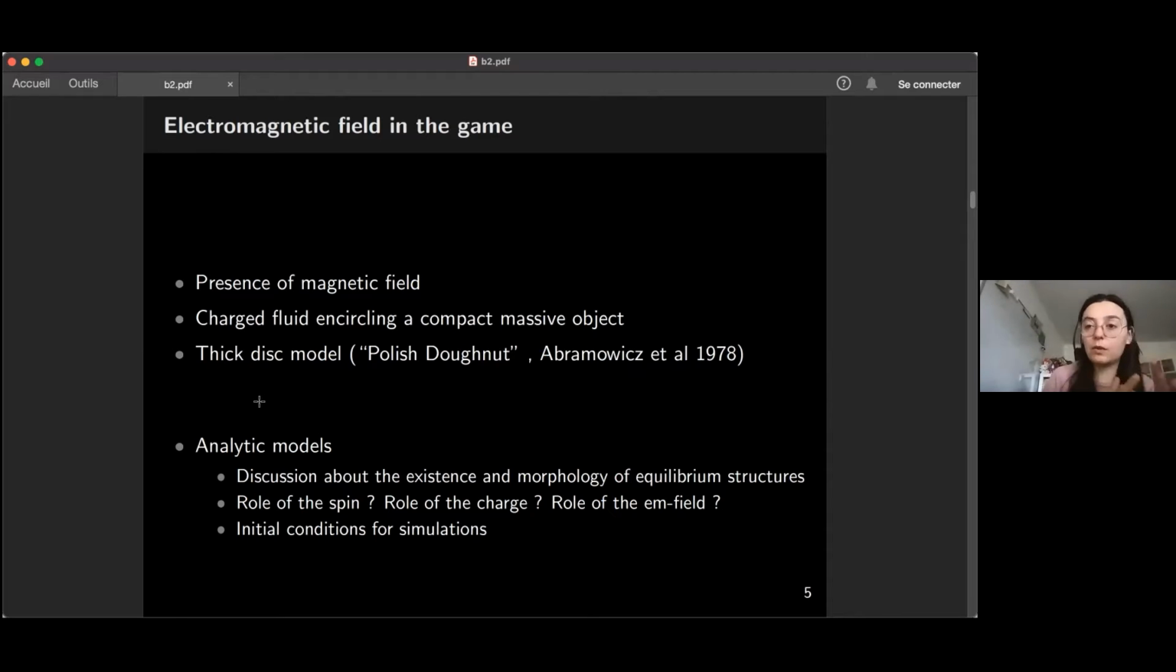So what is the role of the spin by itself, the role of the charge of the central mass if we have charge, and the role of the external magnetic field. And finally, one of the goals of this analytical model is to serve as initial conditions for simulations.